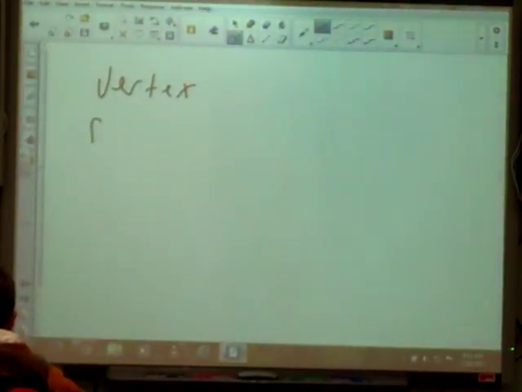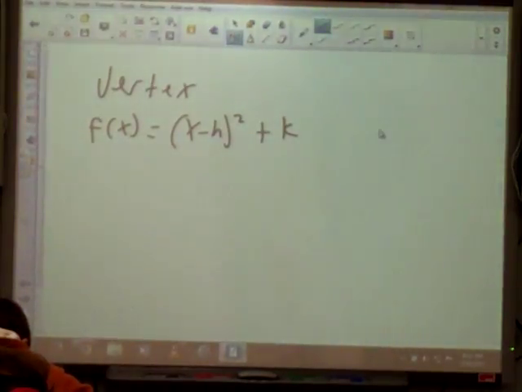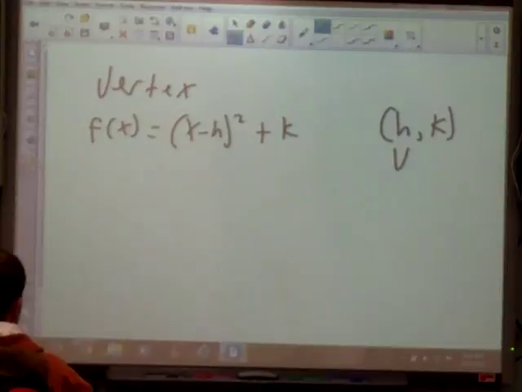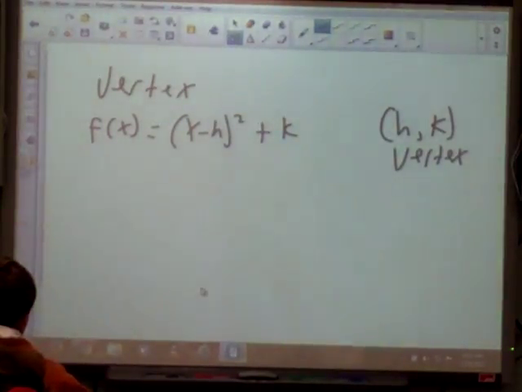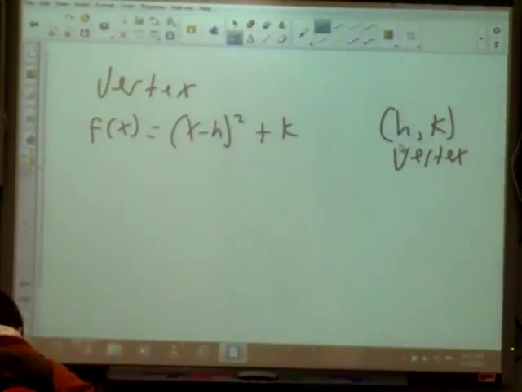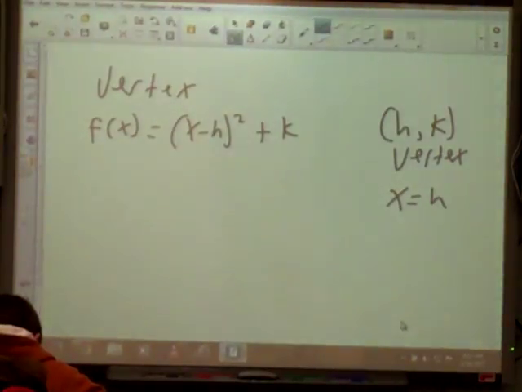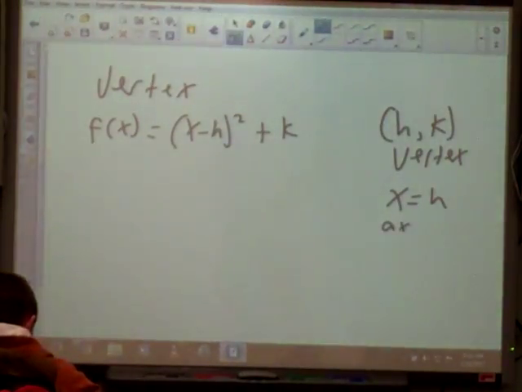Vertex form is f of x is equal to a times x minus h squared plus k. The vertex would be h, k. Now, what you've got to notice on that is x minus h, so the h is always the opposite sign. Okay, so if it said negative 3, it would be a 3. It's always opposite sign on the h. The k is what it is. So if that's the vertex, the axis of symmetry would be whatever your h is. Correct.